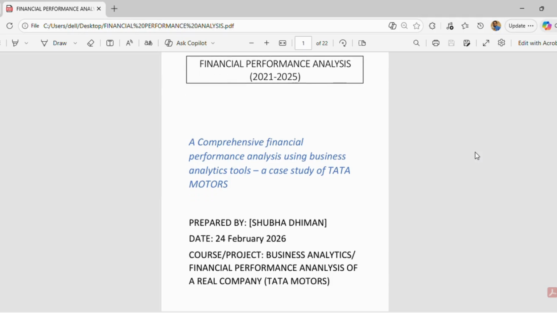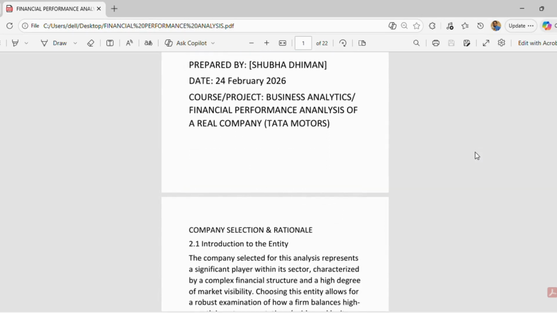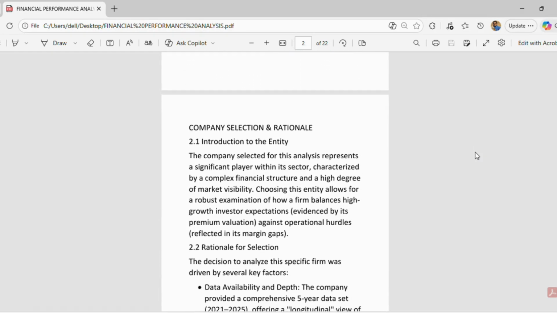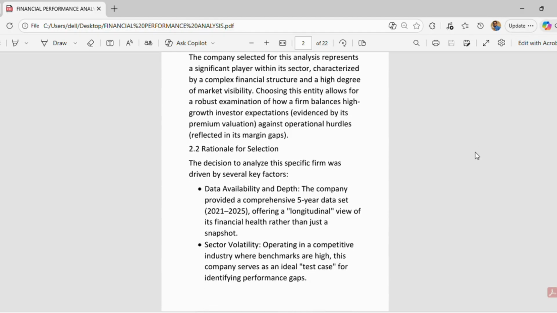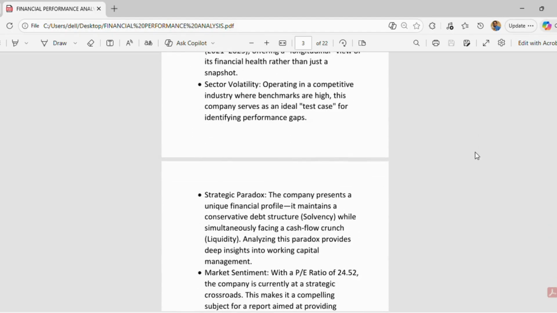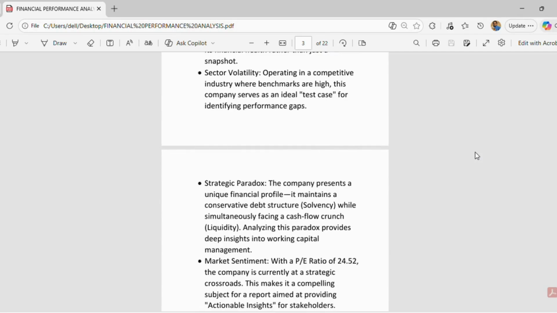Finally, I have compiled my entire analysis into this formal project report. I chose Tata Motors for this study because it provided a comprehensive 5-year dataset, that is from 2021 to 2025, allowing a deep longitudinal look at its financial health as a major player in the automotive sector. It presents a unique case study of how a firm balances high investor expectations against significant operational margin gaps.